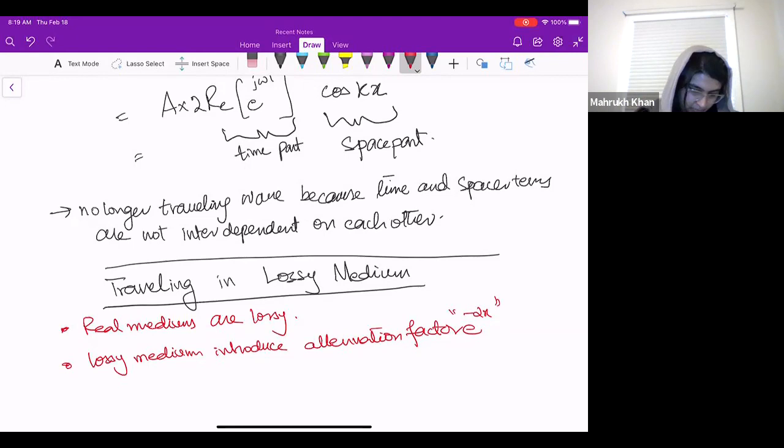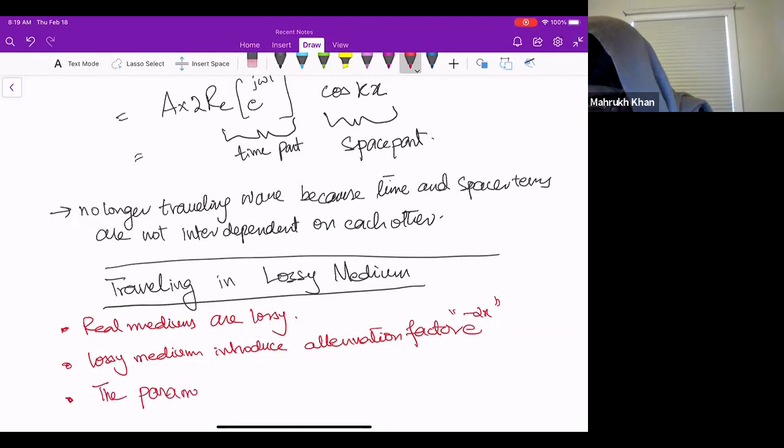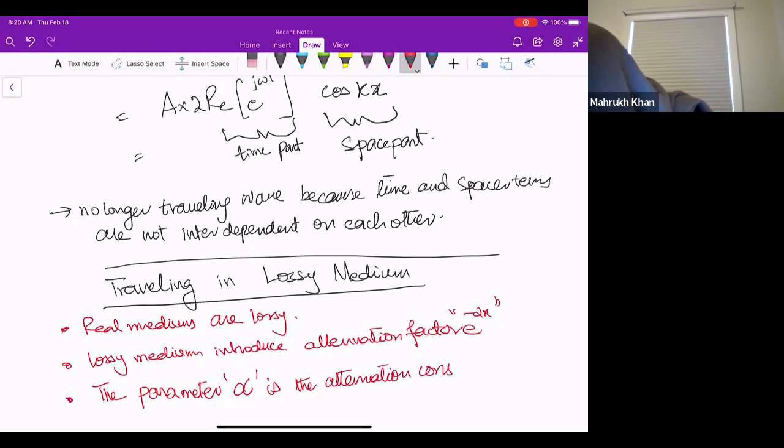Another thing is the parameter A, or alpha. Alpha is the attenuation constant, and it has Napier per meter units.